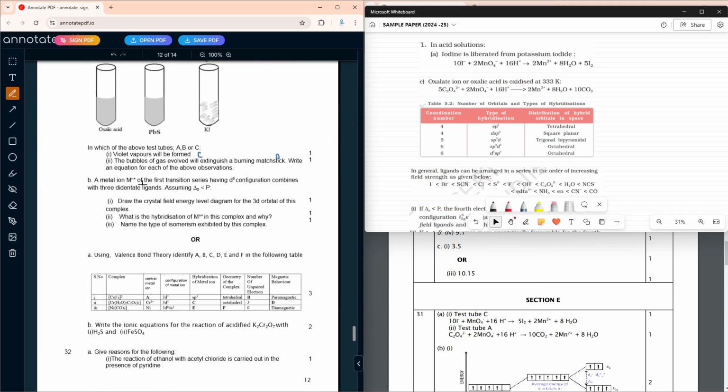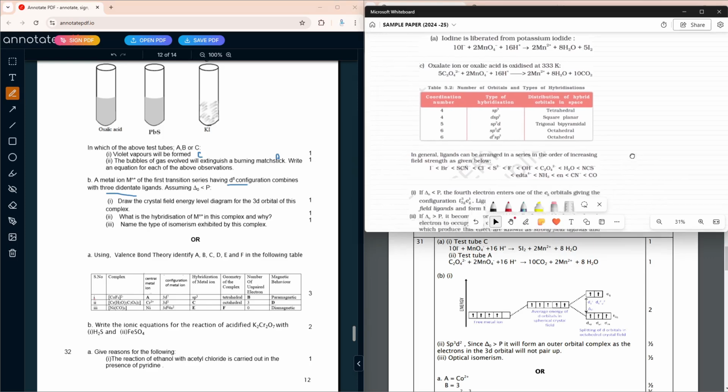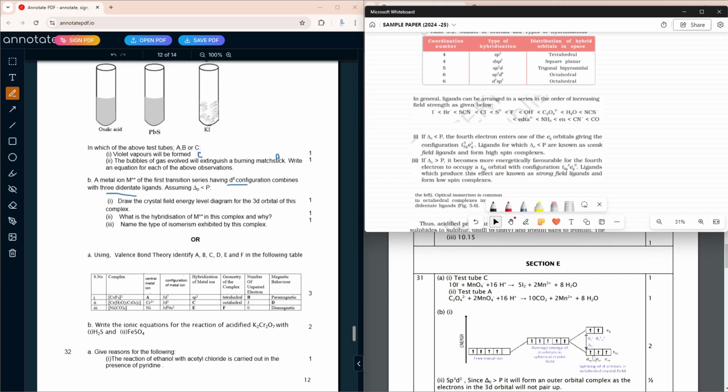Now the next question: a metal ion Mn+ of the first transition series having d5 configuration combines with 3 didentate ligands. Assuming delta 0 is less than P, we need to draw the crystal field level diagram. So basically we know that its ion has 5 electrons in the d5 configuration. Now it splits up into Eg and T2g. Basically, based on the strength of your ligand, it determines if the electrons will get paired up in the lower level, or move on to the Eg level.